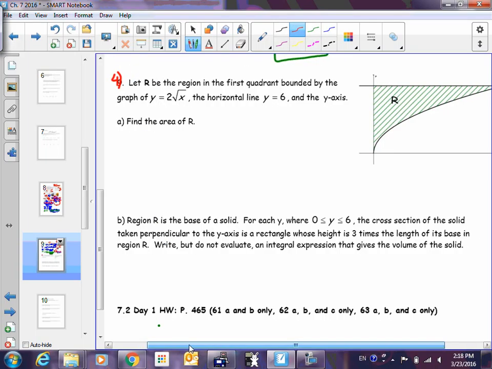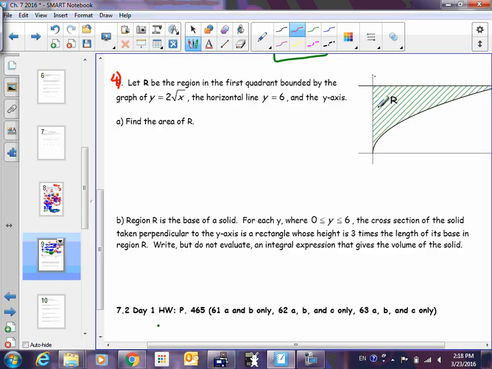And sometimes on these problems, they give you this graph. You still got to be able to tell, though, which piece is what. So the curvy part is going to be y equals 2 radical x. And the horizontal line is this thing up here. Okay, so this says find area of R. Remember, with area, we get to choose. Do we want to choose with respect to x or y?